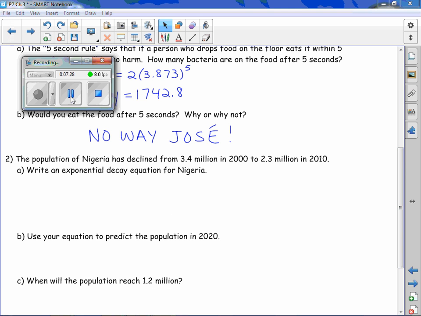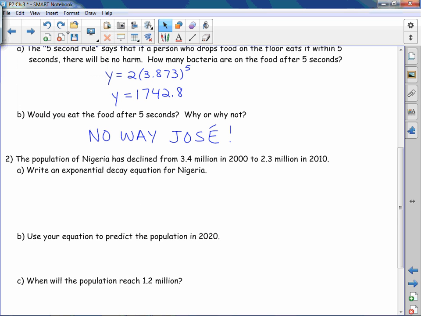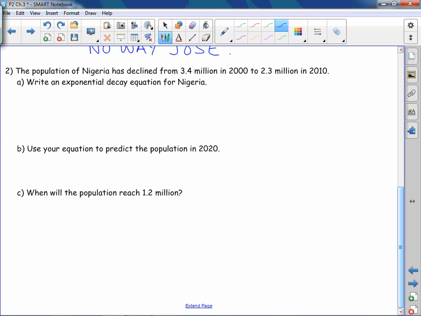Okay. So the population of Nigeria has declined from 3.4 million in 2000 to 2.3 million in 2010. Right, an exponential decay function because we're decreasing in population for Nigeria. So our initial population, I'm going to go down here. Our initial population is 3.4. So we'll just put 3.4. You don't have to add all the zeros and stuff.